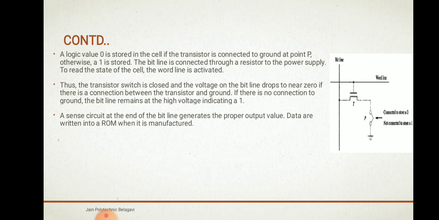A sense circuit at the end of the bit line indicates a proper output value. So always there will be a sense circuit at the end of the bit line. It will be responsible for giving the output value. Data will be written into the ROM when it is manufactured.